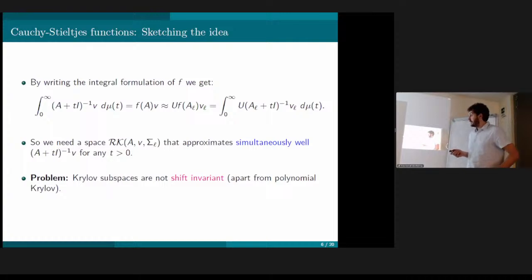And this is not super trivial because when you look for a rational Krylov space, if you generate the space with A or A plus di, then you end up with a different space. So it is not super trivial to understand what is happening here once you have made a precise choice of your poles.